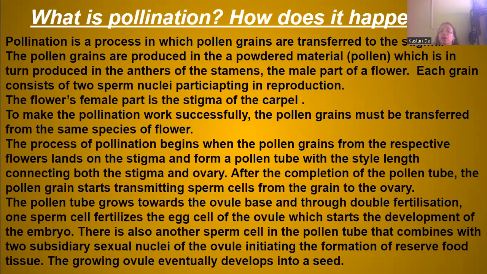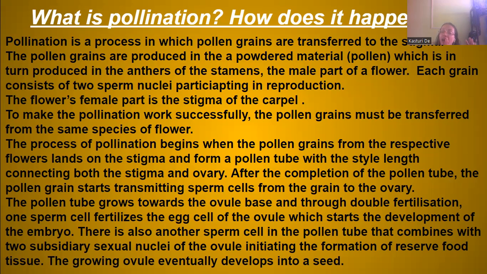What happens? The ovule contains three nuclei. One is the egg cell. The other two are the supporting cells, the two subsidiary sexual nuclei.